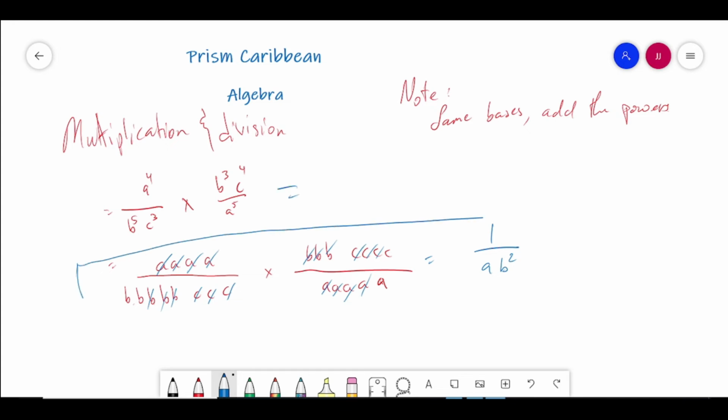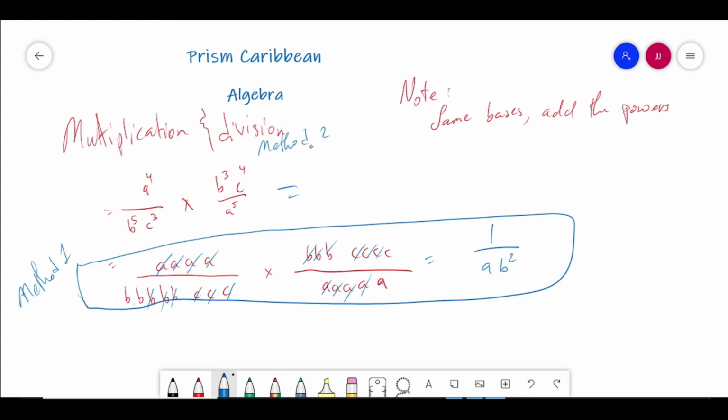Let's say this is method 1. Now we have method 2. So now method 2 has to do with the indices method. So we know we have b cubed here and b to the power 5. We know this will be eliminated, and this here will be eliminated as well, to give us a b squared. And of course we have c cubed here. That will be eliminated. That will be eliminated. And this will be c by itself.